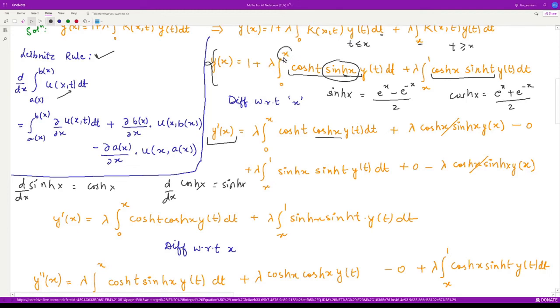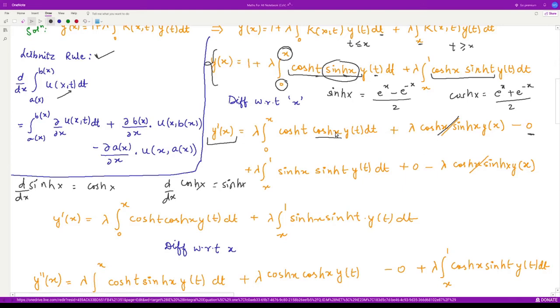That is 1. And we'll substitute x in place of t over here. So it becomes lambda into 1 into cos hyperbolic x into sine hyperbolic x into y of x, minus the derivative of lower limit with respect to x, and what is it? 0. So this term is simply 0. The same thing we do with the second term. We obtain this. So you see this term cancels with this term.